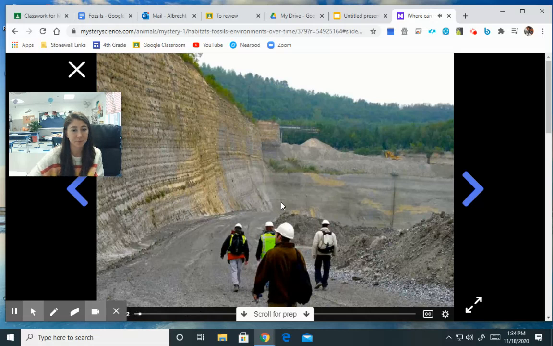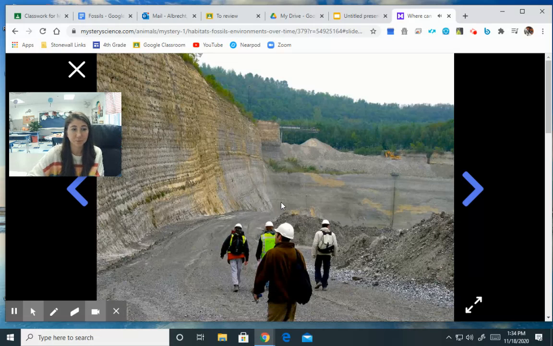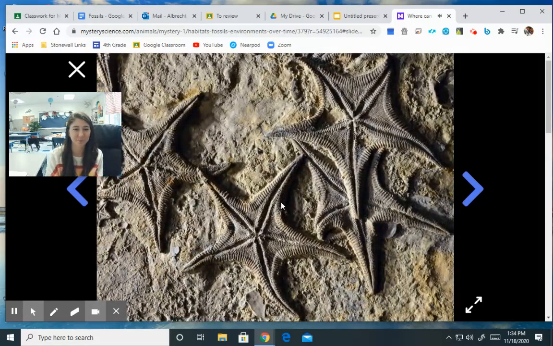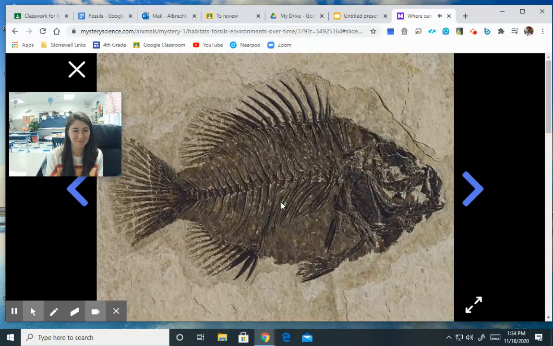I'm not the only one who's looked for fossils in the quarries of Illinois. In some of these same quarries, other people have found fossils like this. Can you tell what it is? Yes! It's a crab. And these, they're fossil starfish. And this, look, you can see it has fins right here. And right here is its tail fin. Fins, these are traits of a fish.